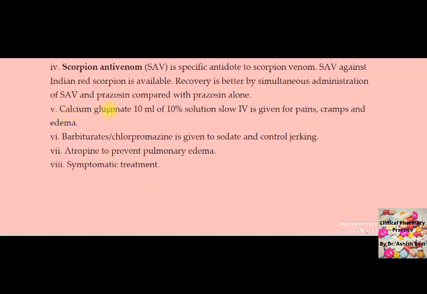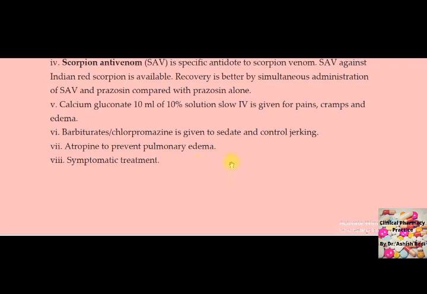Okay, calcium gluconate again for pain, cramps, and edema. It gives relief from pain, cramps, and edema anywhere. So give calcium gluconate 10 ml of 10% solution, slow IV, for pain, cramps, and edema. We give a barbiturate or chlorpromazine to sedate the patient, because jerking usually occurs, to sedate and control that jerking.